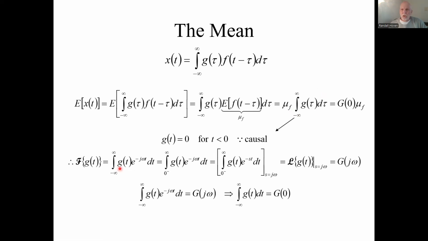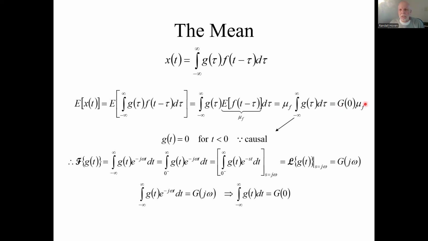But if this g is causal, that lower limit becomes 0 instead of minus infinity, which means it just becomes the Laplace transform evaluated at s equals j omega, so that this G of 0 up here is just the good old Laplace transform transfer function evaluated at s equals 0, or j omega equals 0, omega equals 0.